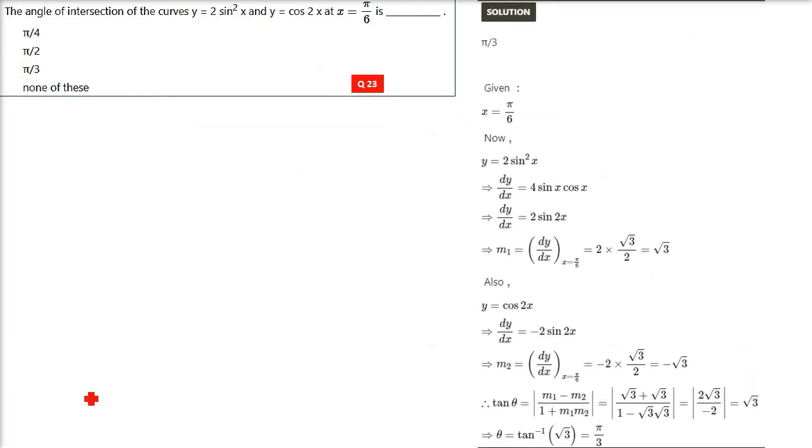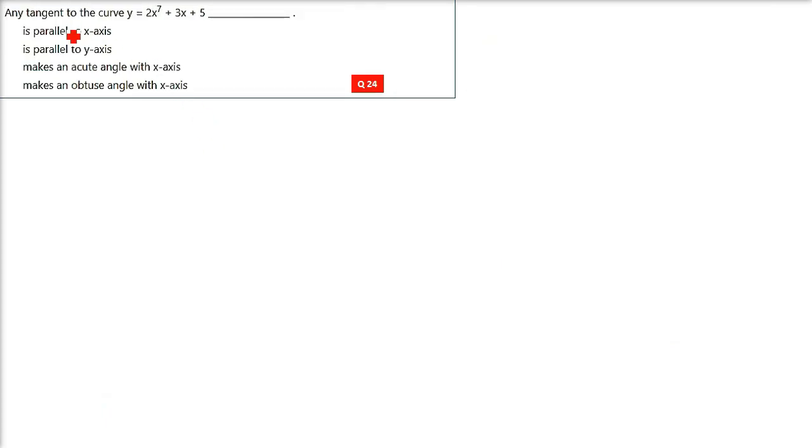So how are you going to go about it? This is the step-by-step solution for your reference. Next question: any tangent to the curve, this one, is parallel to the x-axis, y-axis, or makes an acute angle or obtuse angle with the x-axis. There are 4 options being given. So the best way is to find the slope, dy by dx, and this dy by dx will tell you the scenario.